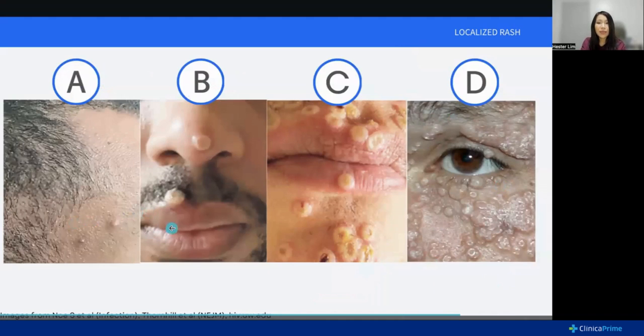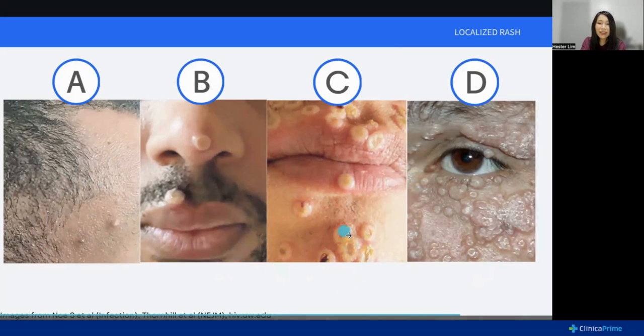Now, what about A, B, C, or D? The question here is which one is not Mpox? Because A, B, and C are Mpox, and D is in fact molluscum contagiosum. So you can see that A actually looks very non-specific. It almost looks like folliculitis or acne. But B or C, this is actually Mpox in immunocompromised cases. And so you can see that the appearance is much more severe, very, very florid. But classically, these lesions are monomorphic, meaning they're around the same stage of development.